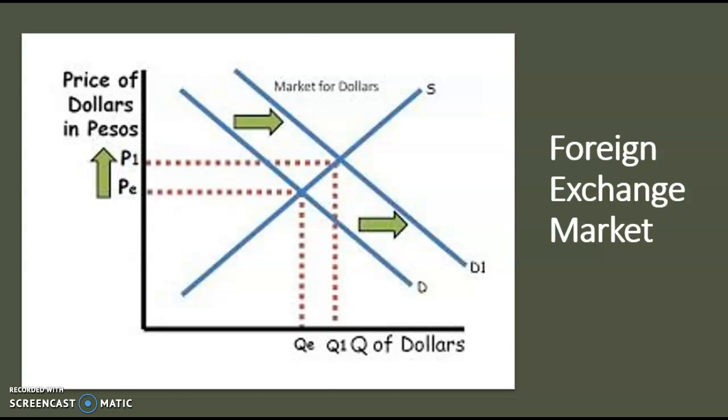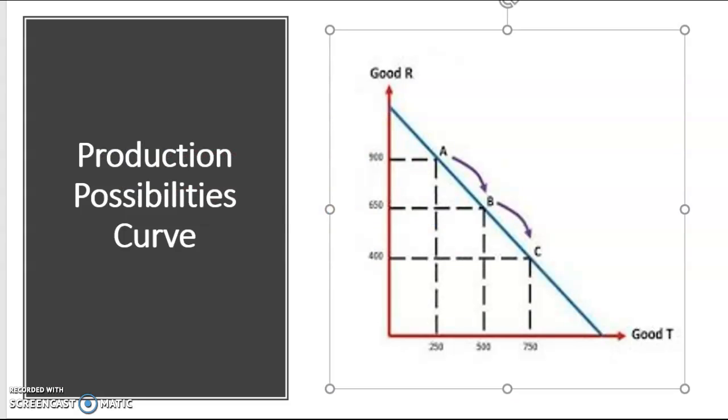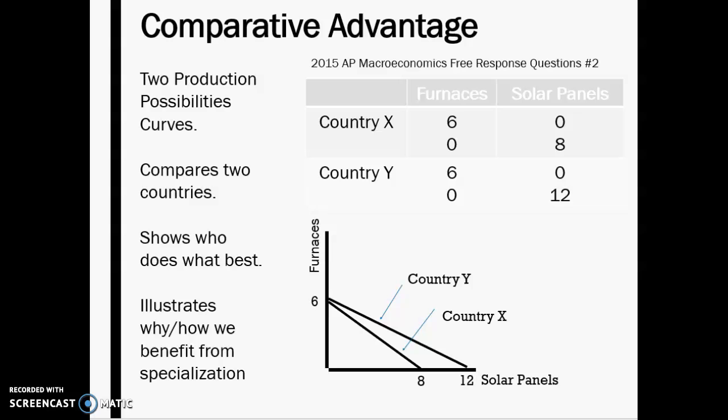So this is our production possibility curve from microeconomics, gets revisited in macroeconomics. So remember, this is the trade-off. If you're going to produce more good T, you have to give up producing good R. And so you move along the curve. Not the greatest graph that I stole off the internet, but the production possibility curve could come back in macroeconomics, and it's a trade-off between two goods. It's the opportunity cost.